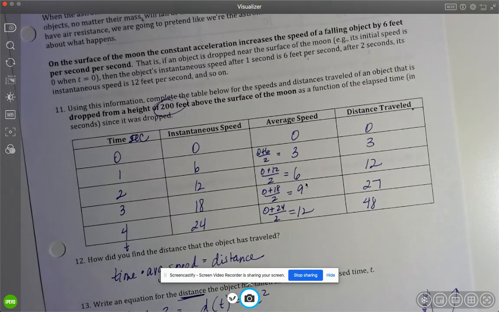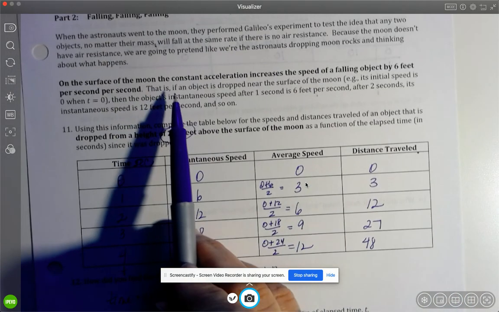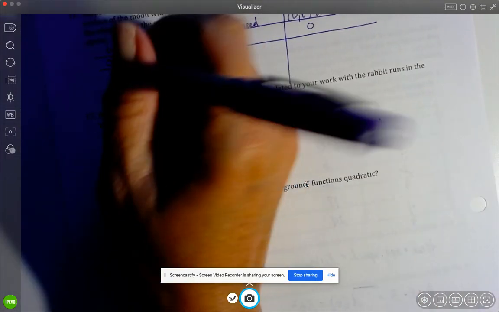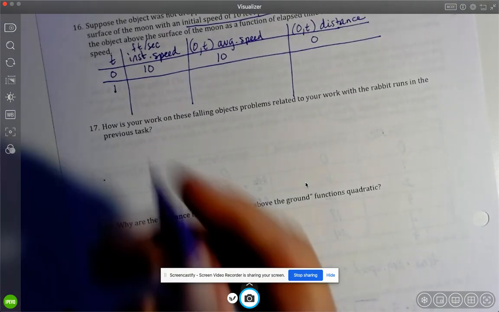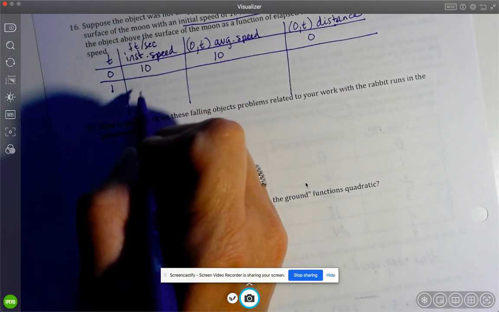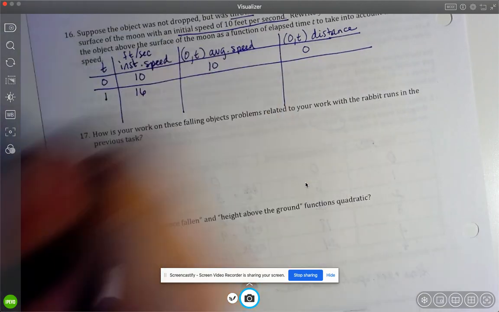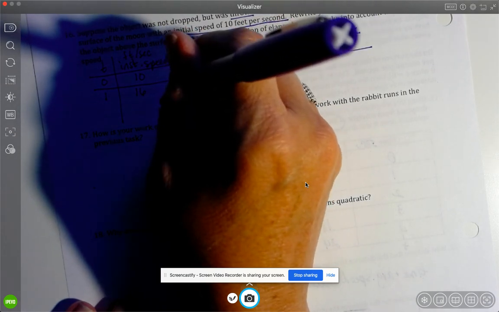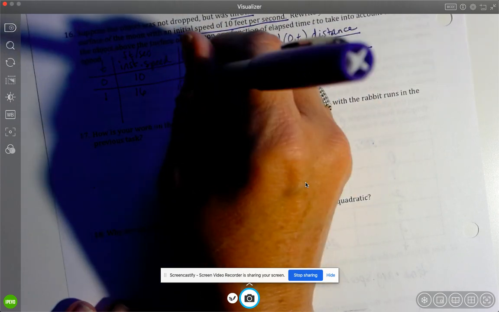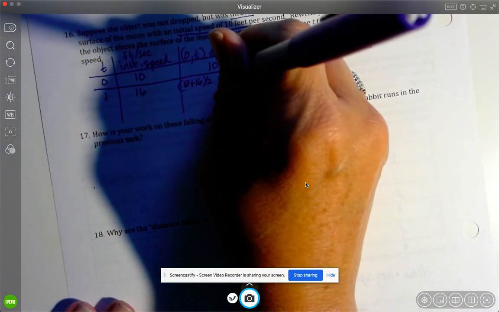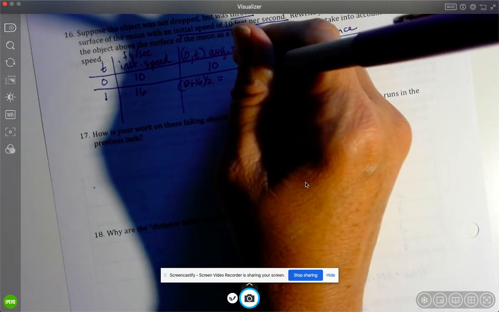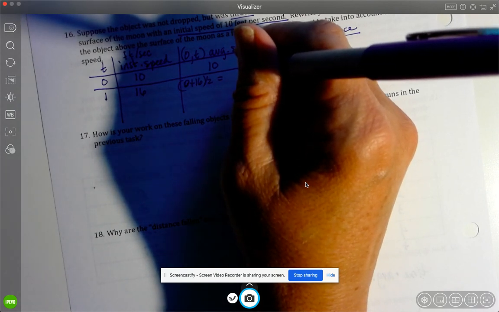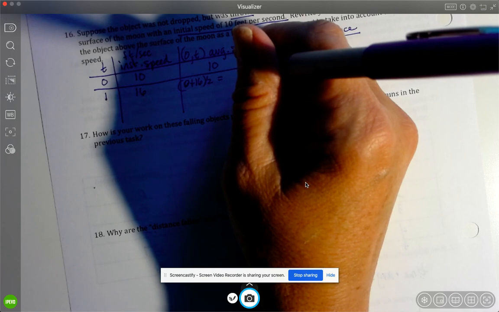don't forget that on the moon, the constant acceleration increased speed by 6 feet per second per second. So if I had 10 to start with, plus the 6 that's already there, this is 16. And then 0 plus 16 over 2, right, equals 13. Oops, not 13. Oh, 13. 68.